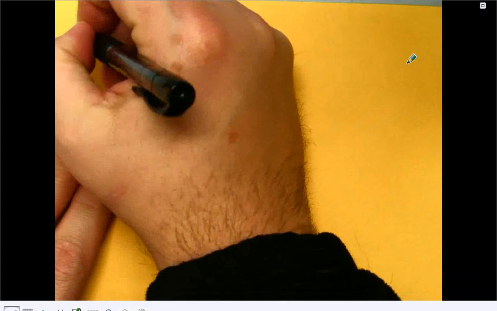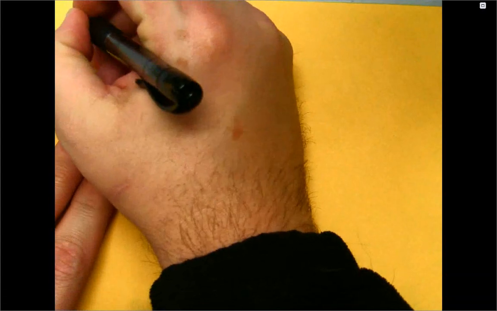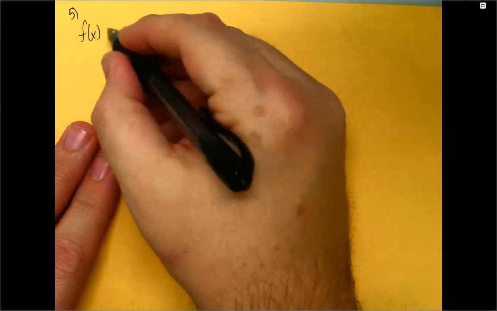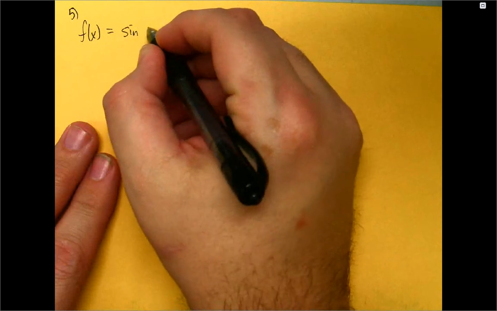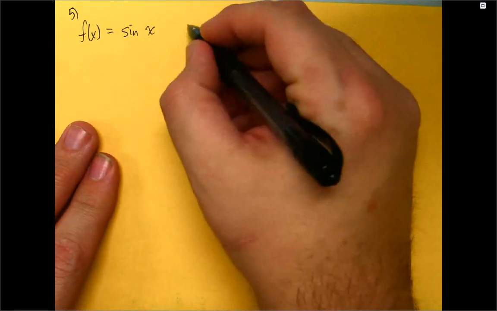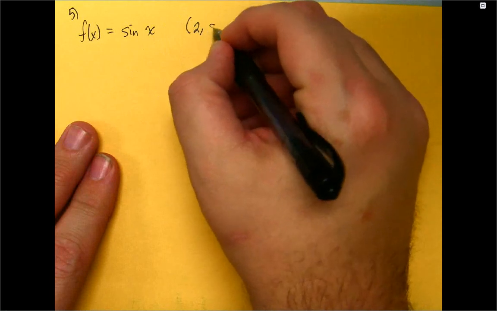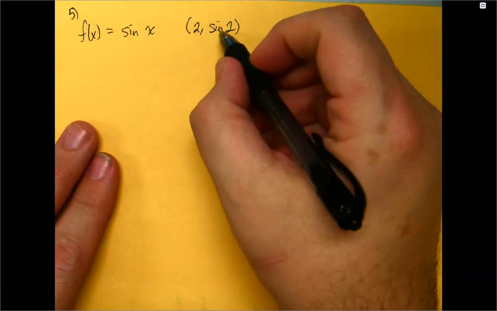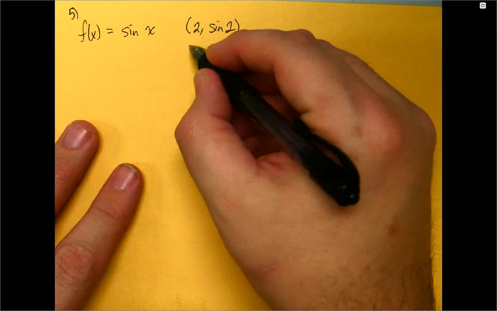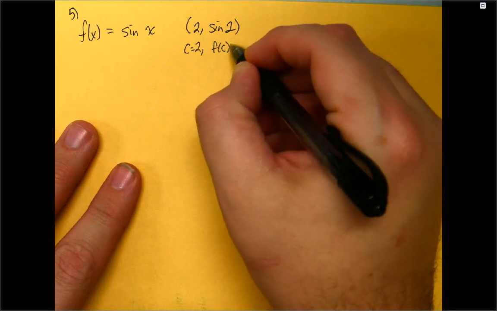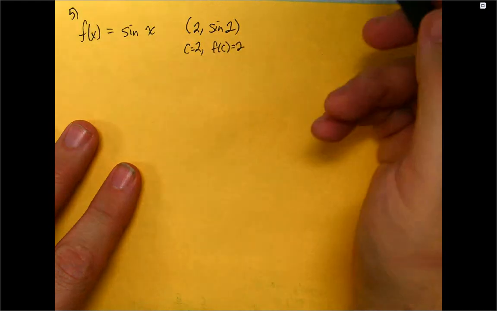So we'll start with this. Alright, number 5 says f of x is equal to what? Sine x. And we're using the point 2, the sine of 2. And that's kind of a cop-out because it doesn't actually give you the value for this. So my c is 2, my f of c is equal to the sine of 2, which will help with the linear approximation.